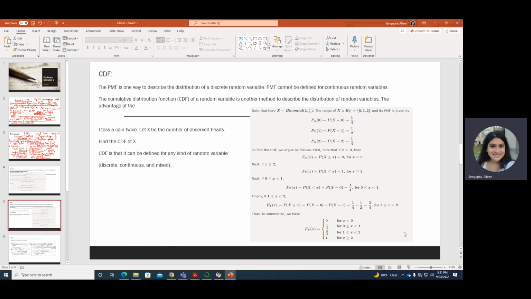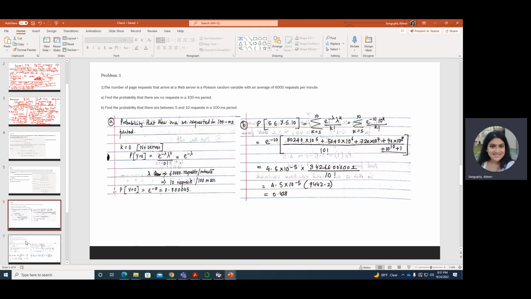Similarly for CDF, I have taken a very simple example and tried to find out what the CDF of this is and how the CDF is finally represented. If we have time, I'll come back to it. But more from the problem set.